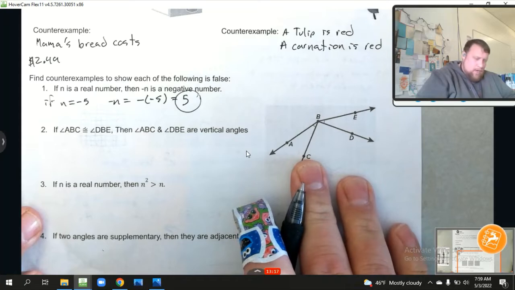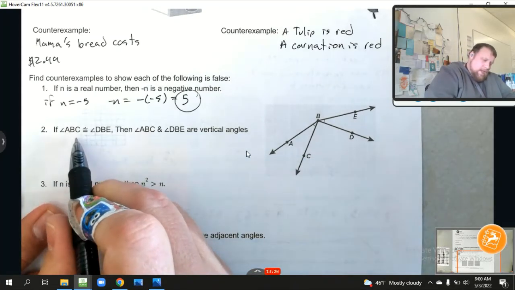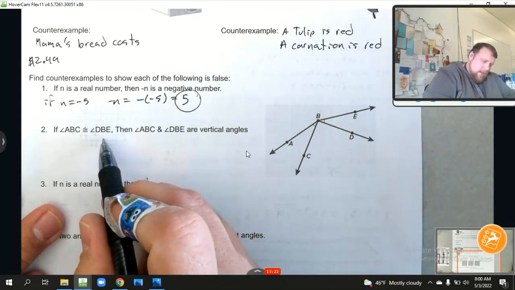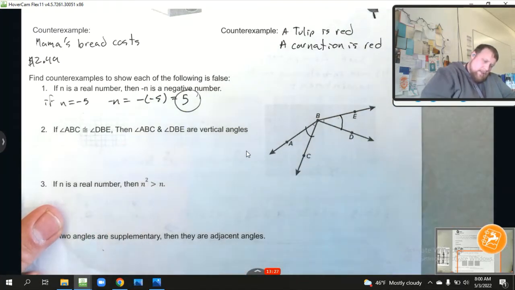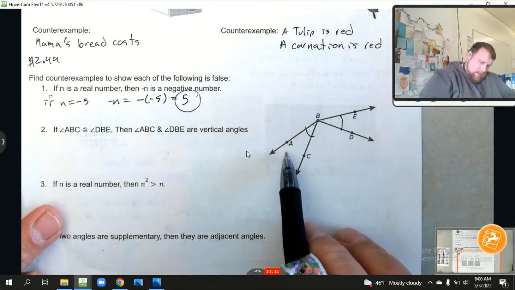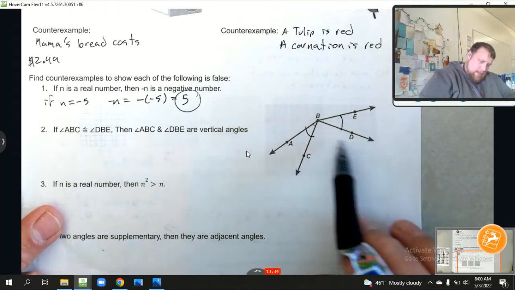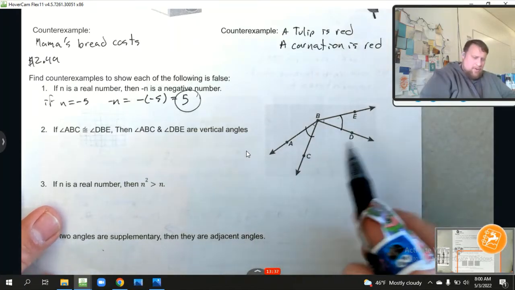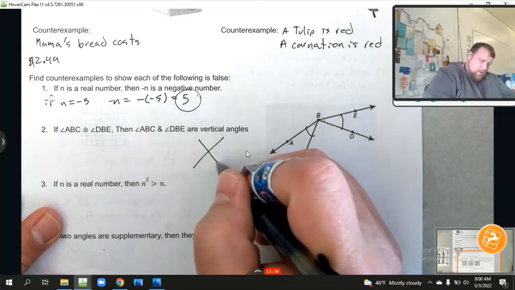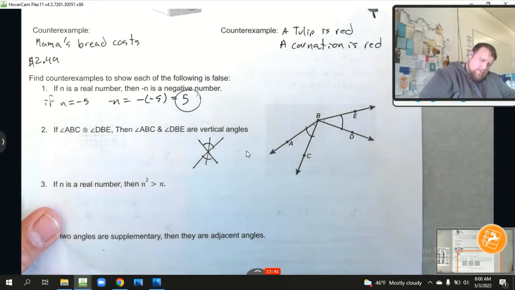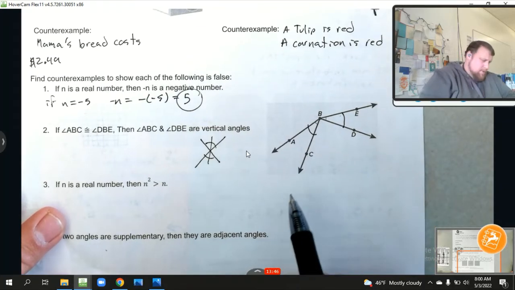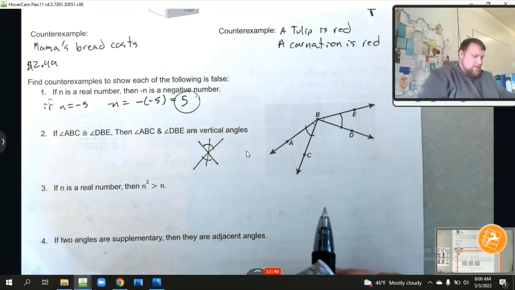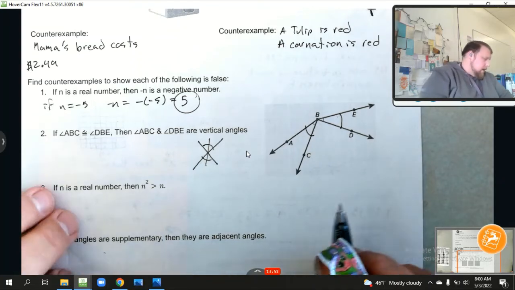Or looking over at this figure right here, if angle ABC is congruent to angle DBE, so if these are congruent angles, then angle ABC and angle DBE are vertical angles. Well, to be vertical, you have to be straight lines that are crossing, right? However, do these look like straight lines crossing? Absolutely not. So what is our counterexample? Our counterexample is the very thing we're looking at.